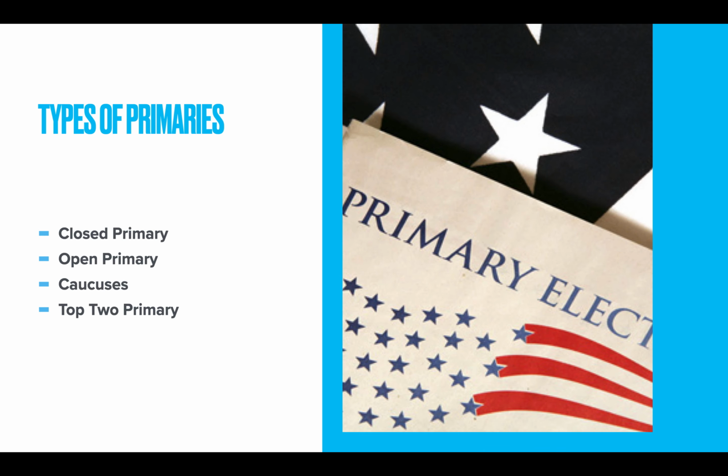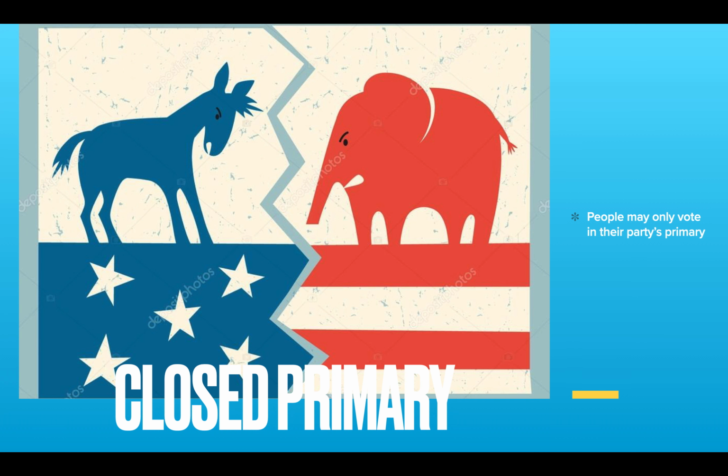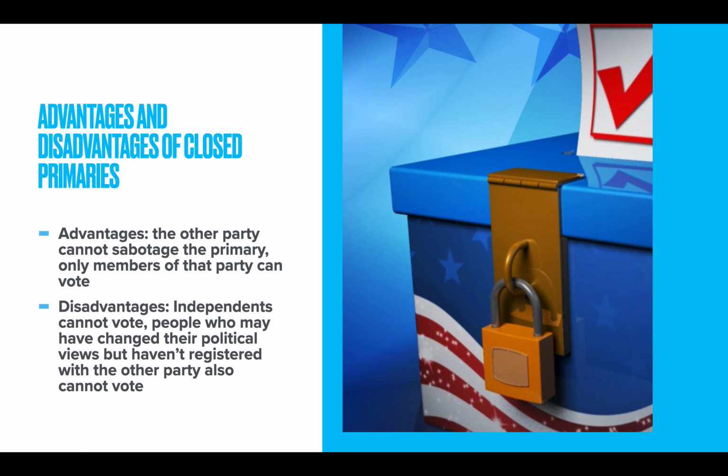So there are many types of primaries. We have closed and open primaries, we have caucuses, and Washington State is the only state to utilize the top two primary. So now we're going to talk about closed primaries. So people may only vote in their own party's primary in this case. You must be registered with a political party in order to vote. In order to vote in the Republican primary, you must be a registered Republican, and same with Democrats. Independents may not vote in a closed primary.